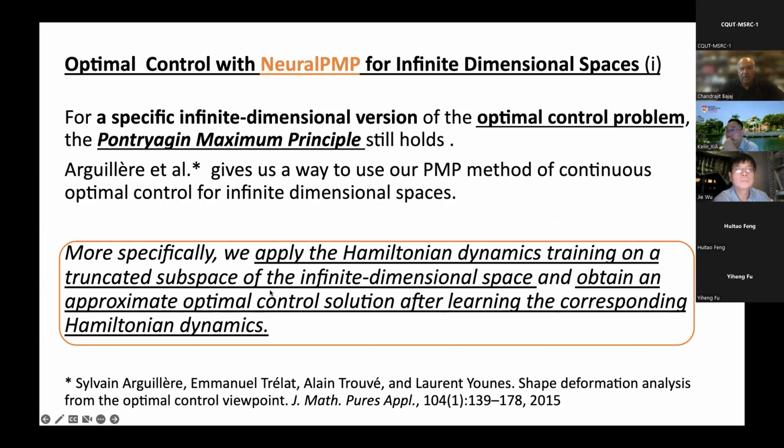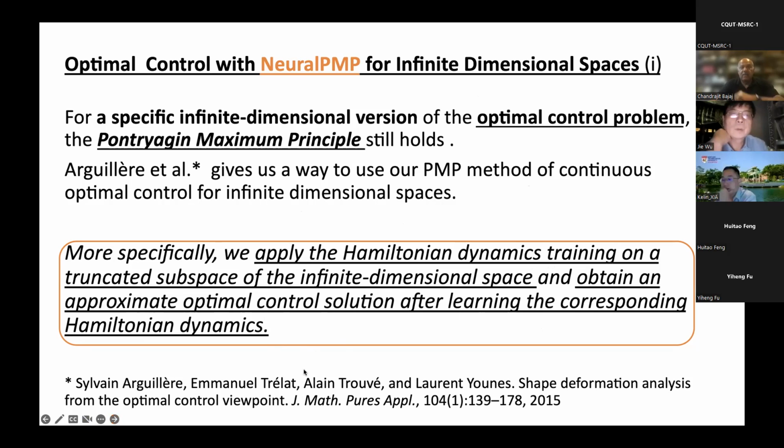So the optimal control with NeuralPMP for infinite dimensional applies the Hamiltonian dynamics training on a truncated subspace of the infinite dimensional space and obtains an approximate optimal control solution after learning the corresponding dynamics. And this is using this nice paper by Aguilera, Trouvé, and Younes on shape deformation analysis from an optimal control viewpoint. And that gives us a way to apply the idea.